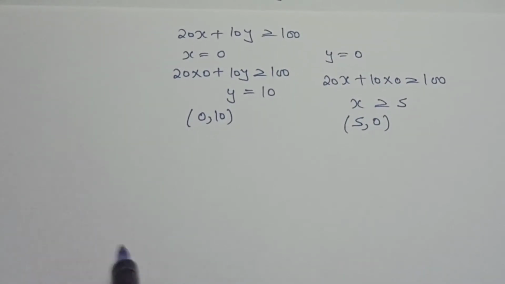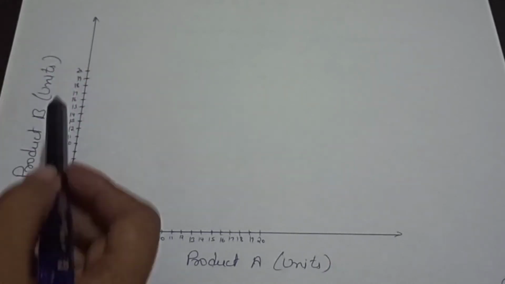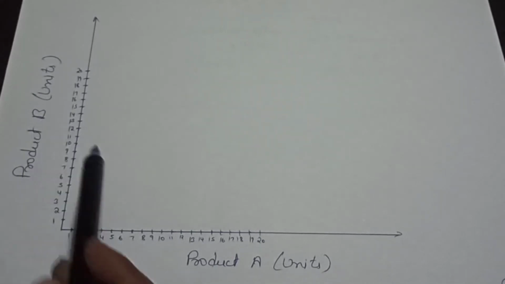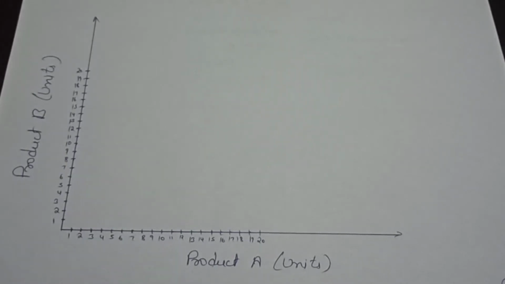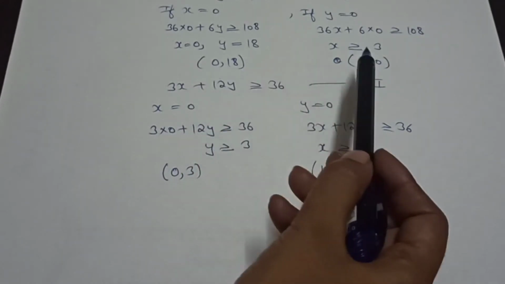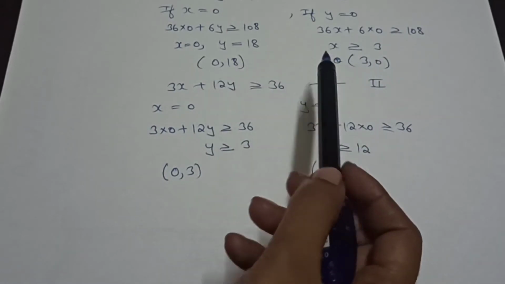So now we will draw these points on the graph paper. As you can see here, this is our graph. Here we will write product A units and here we will write product B units. So these are our points 1, 2, 3, 4 and so on, and these are also our points on the y axis. So we will draw our points here in this picture. As you can see here, our points are 0, 18 and 3, 0 for our first equation. So we will draw these points on the graph.